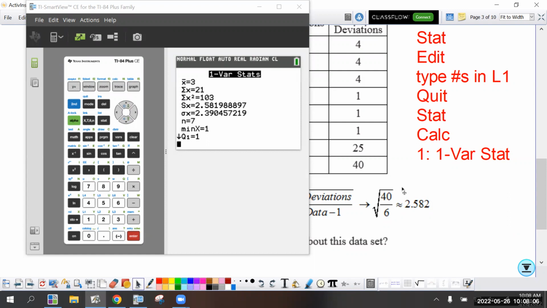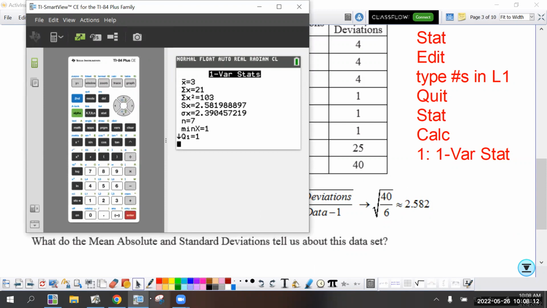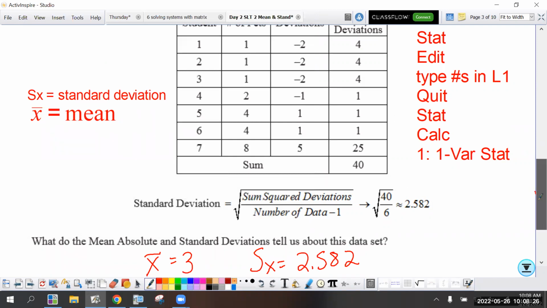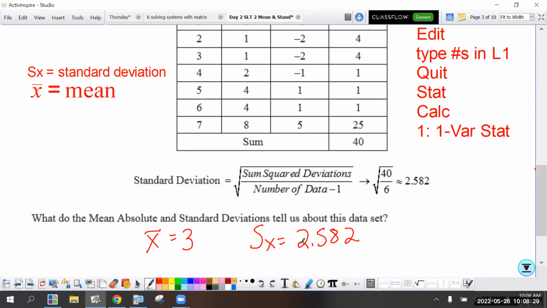So what does this standard deviation tell us about the data? So if the average is 3 pets, standard deviation is 2.52. I can see that here. What does that tell us? 2 is pretty close to 0, not a very big number. So this tells me that the number of pets is clustered around the average, that most people have the number of pets around the average of 3.